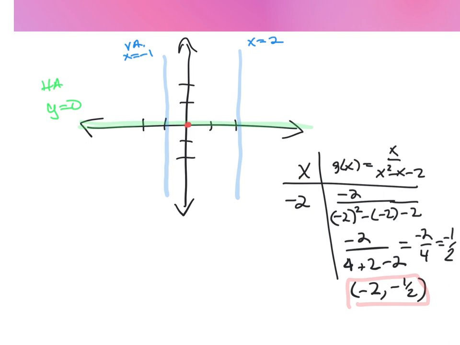So over here, I can plot this point, negative 2, negative 1/2 is right here. And again, you're using your asymptotes as a guide, and again, it's like a boomerang shape. So that's that piece. Now I have to find what's happening there in the middle. So I'm going to plug in 1.